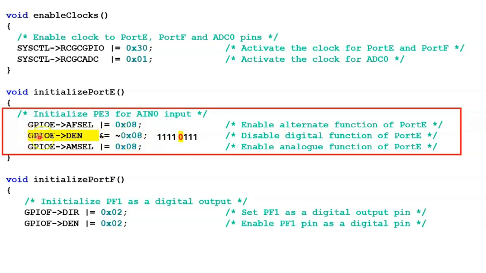Now this whole statement here, this whole operation here, clears bit 3, that is port E bit 3. It clears it, that means set it to a 0. Now this will result in disabling the digital functionality.